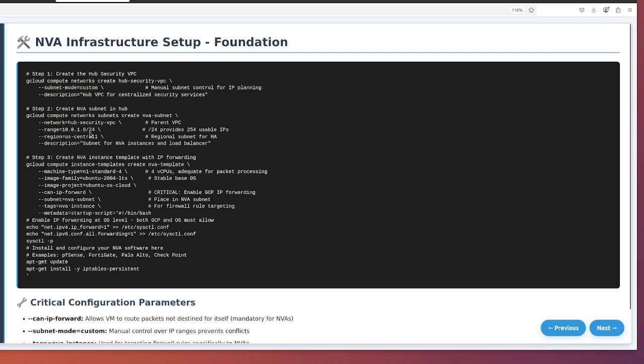The NVA subnet gets a /24 network, which provides 254 usable IP addresses. This might seem like overkill for a few NVA instances, but remember that we need IPs for the load balancer, health checks, and potential future expansion.